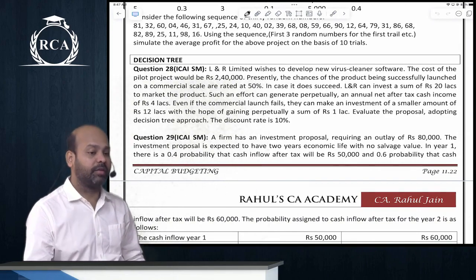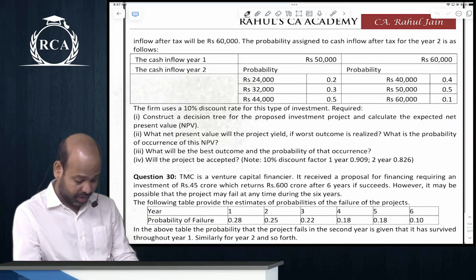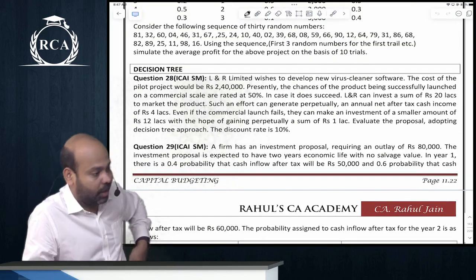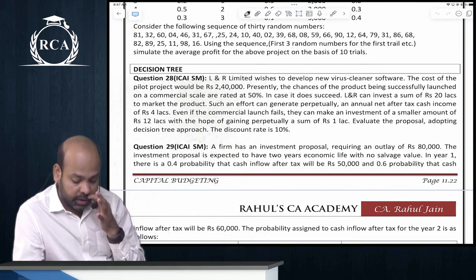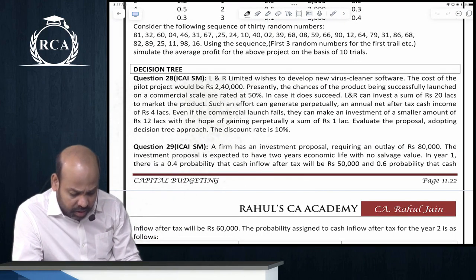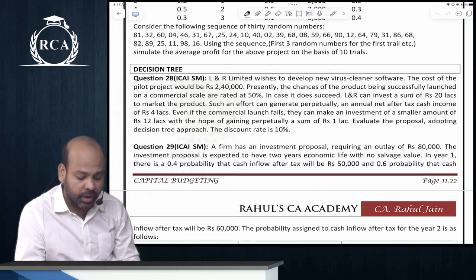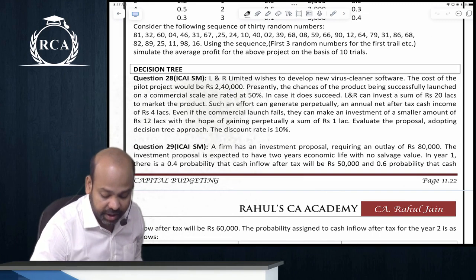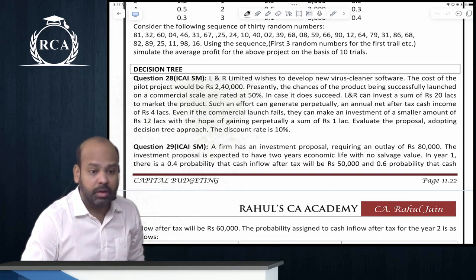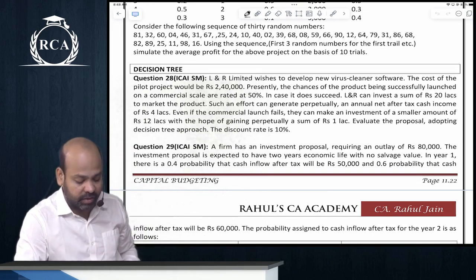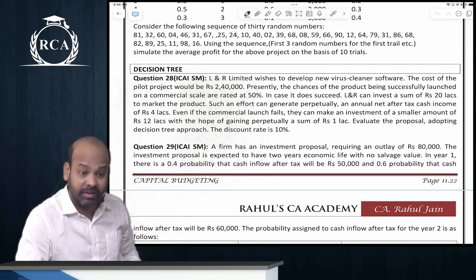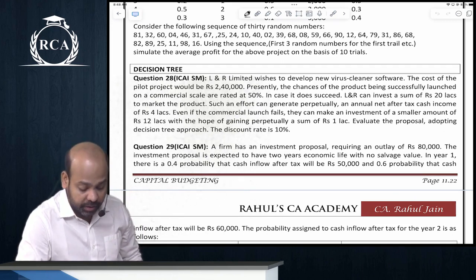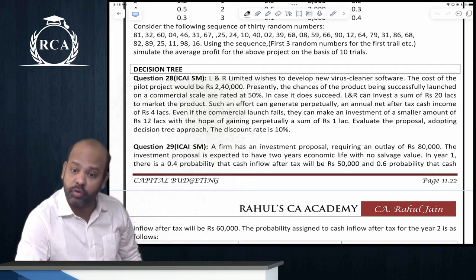This is the only question given under decision tree in the material. बाकी के भी decision tree बोल के दिया बेटा 29th वाला, but that is not actually decision tree. L&R Limited wishes to develop new virus cleaner software. The cost of the pilot project would be rupees 2,40,000. Presently, the chances of the product being successfully launched on a commercial scale are rated at 50%. In case you decide to invest 2,40,000, that's a decision that you have to take. यहाँ पे बेटा decision tree proper वाला करना पड़ेगा with those square boxes and circles.